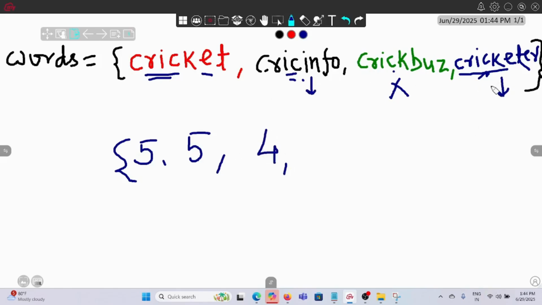Now we will remove this one. Once we remove it, we have to check among all these three. This and this have CRIC, and this also has CRIC only. So this also would be 4 only. So this should be our answer.